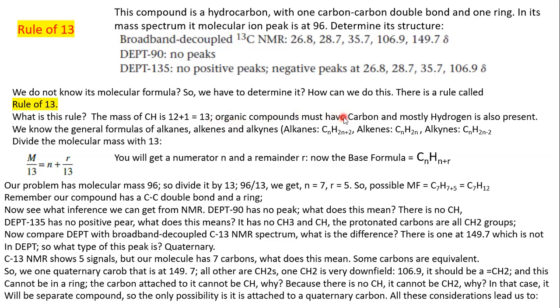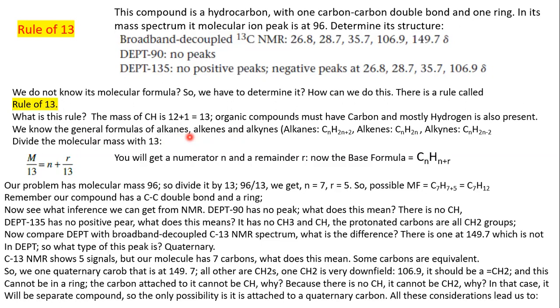Organic compounds must have carbon. We know this, that all organic compounds have carbon. Mostly they also have hydrogen, okay? So we can say that at least they have one carbon and one hydrogen, or any multiple of this. We know the general formulas of alkanes, alkenes and alkynes also. So these are their general formulas. Okay, we already know these things. And now, what do we do? The rule of 13 is simple. Just, what is the molecular mass of your compound? Okay, for example, A or B.